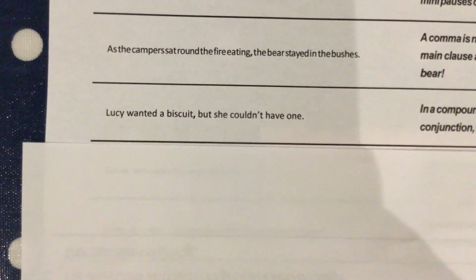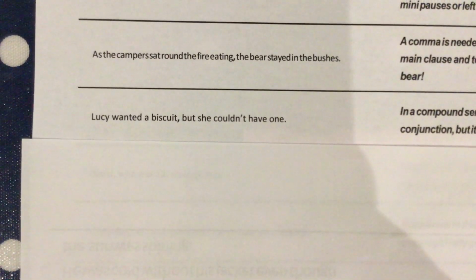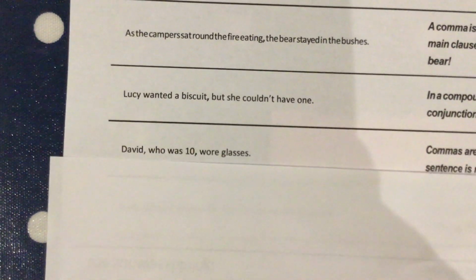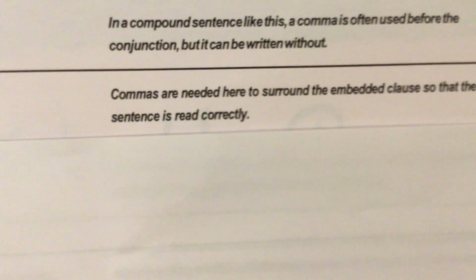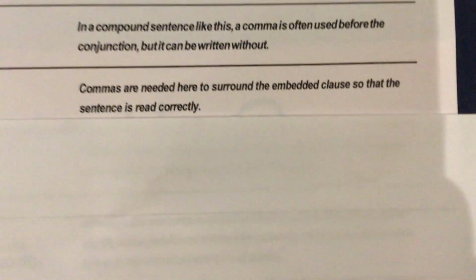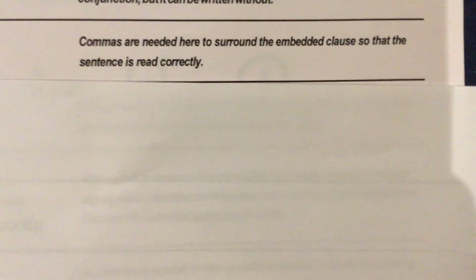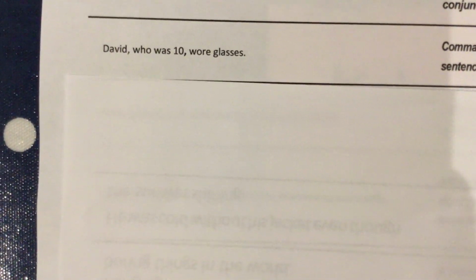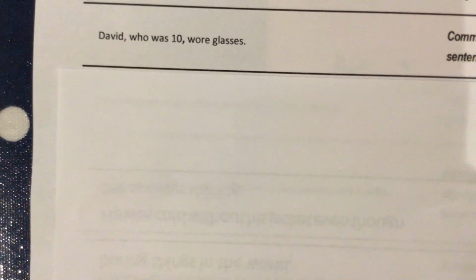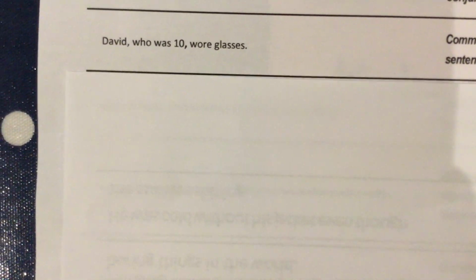Lucy wanted a biscuit, but she couldn't have one. That's quite a straightforward one there. Here we have a relative clause, though. David, who was 10, wore glasses. Surrounding the embedded clause, that's another way of describing a relative clause. We know it's a relative clause because it's got the verb in, was, and it's got the relative pronoun, who.